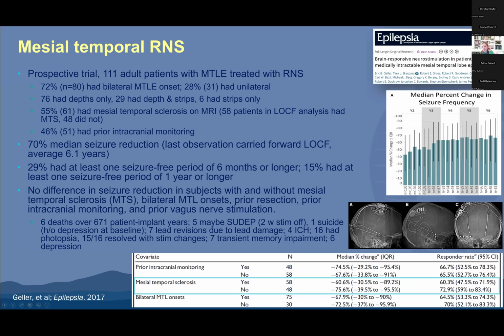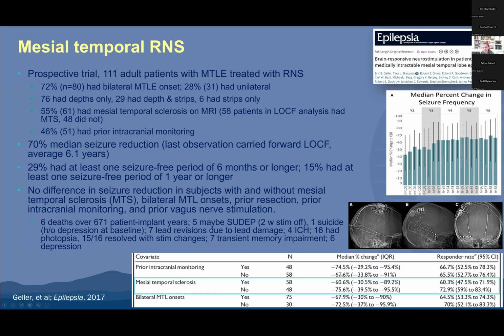This is a study looking at adult patients with mesial temporal lobe epilepsy treated with RNS. There was a 70% median seizure reduction at last observation carried forward with an average of 6 years of follow-up. 29% had at least one seizure-free period of 6 months, 15% had at least one seizure-free period of a year. And there was no difference in seizure reduction statistically for patients with and without mesial temporal sclerosis. So even if they had a normal MRI, they still did well.